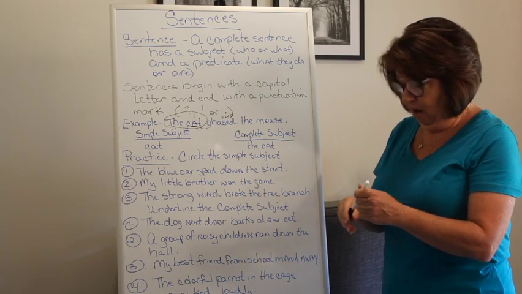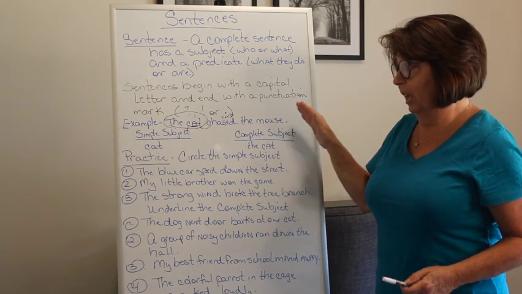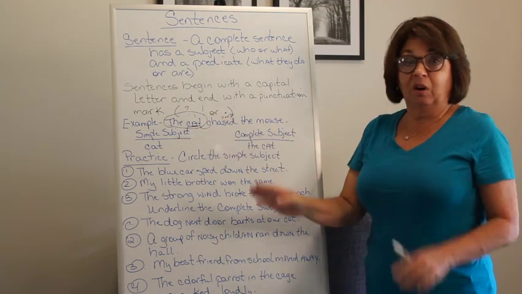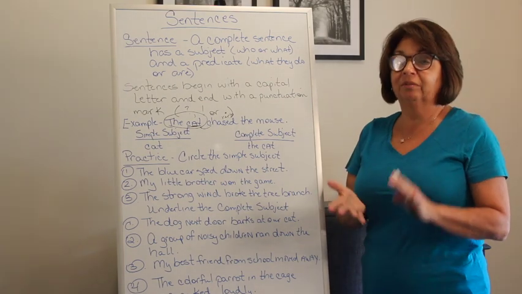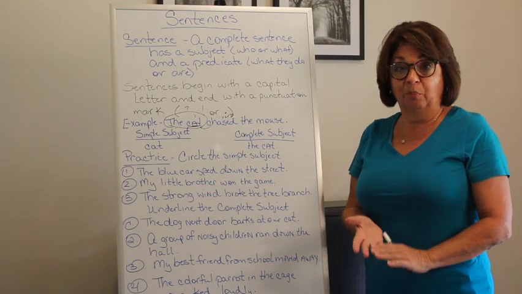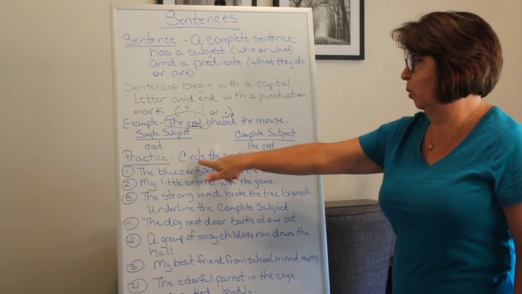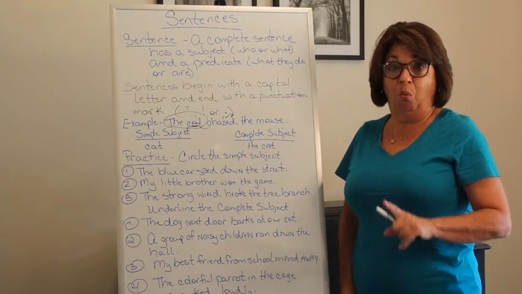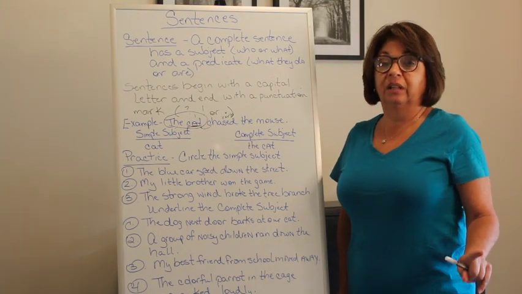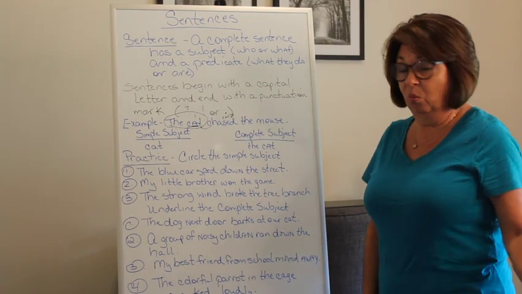Okay? All right, so a sentence is a complete thought. It has a subject and a predicate. Today we're going to be working on the simple subject and the complete subject. All right, so we're going to do some practice. We want to circle the simple subject. Remember, the simple subject is just the one word that the sentence is about. So let's look at these sentences and see if we can find that one word.